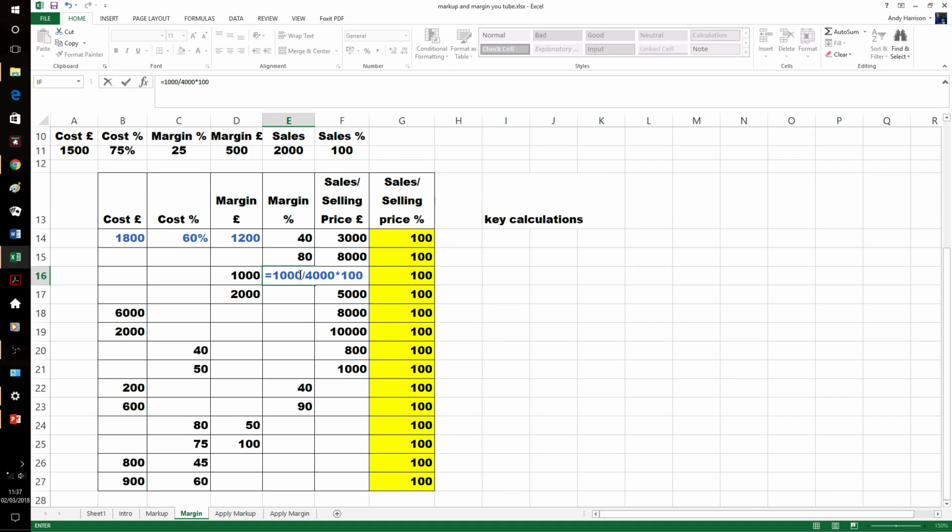Divided by the selling price times 100. So that means the margin is 25%. The cost must be 75%. So 75% of the selling price is the £3,000 cost, £1,000 margin, adding up to £4,000.